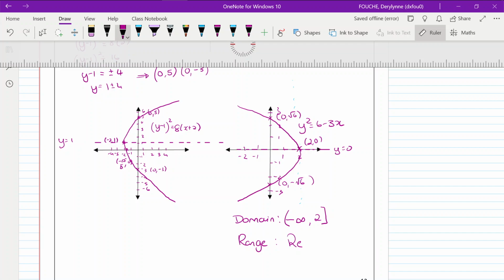Okay. For this one, my domain has got no values to the left of negative 2. So that's the starting point of my domain, and I'm including it, so negative 2, and that goes to positive infinity, excluding, and my range again will be all the real numbers.